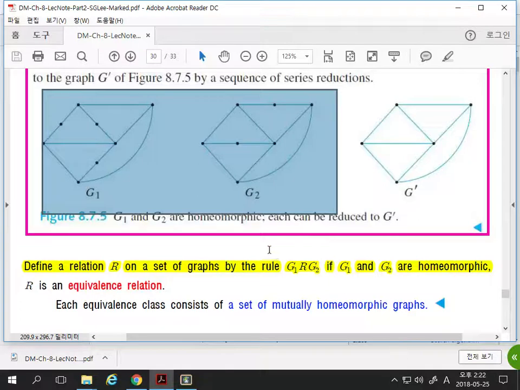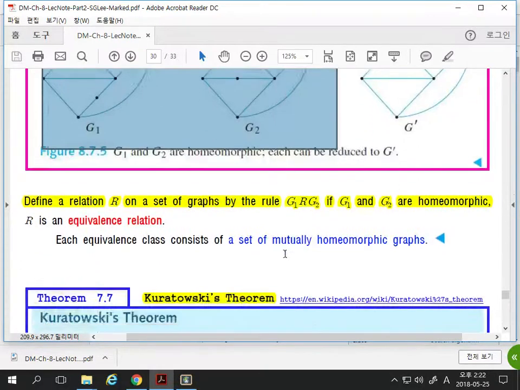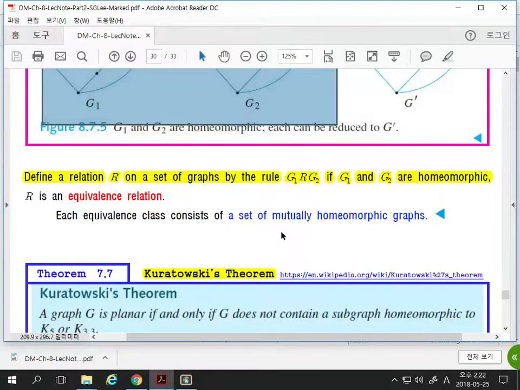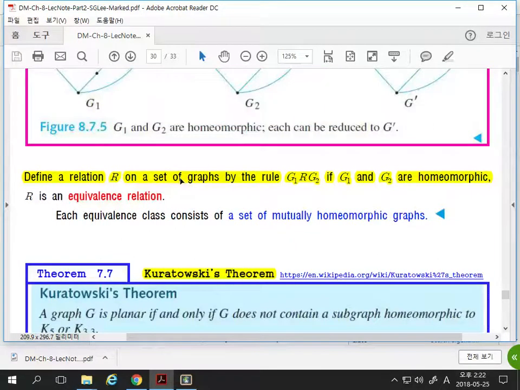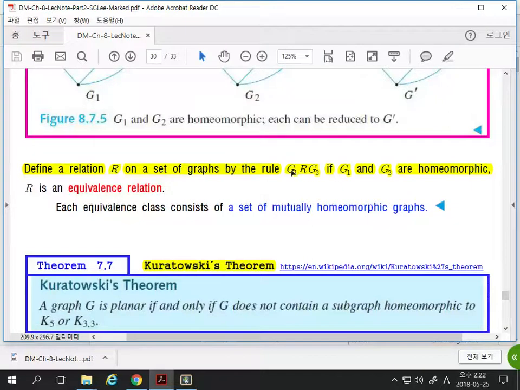Okay. So this homeomorphism is also important and interesting. Define a relation R on a set of graphs by homeomorphism; then it is also an equivalence relation. So each equivalence class consists of a set of mutually homeomorphic graphs. So this equivalence relation gives us a congruence class. So we can simplify whole such graphs into certain categories to be analyzed.